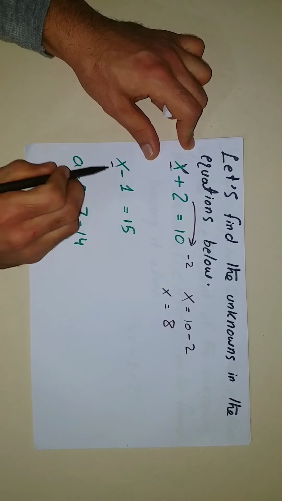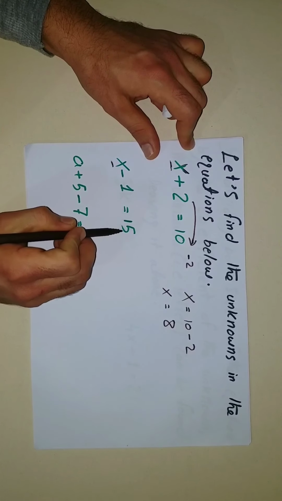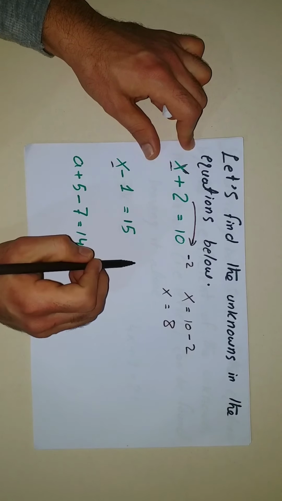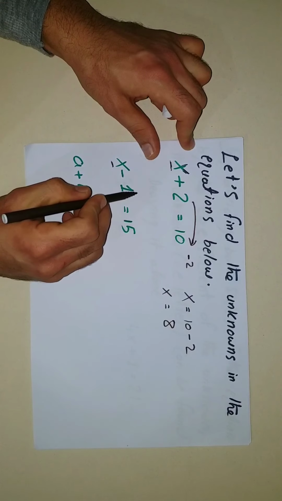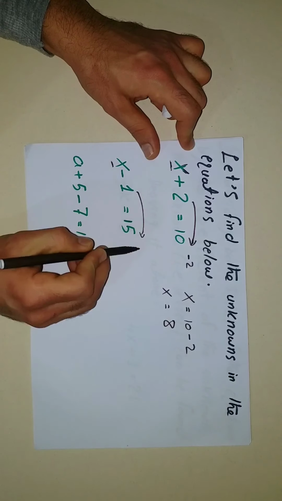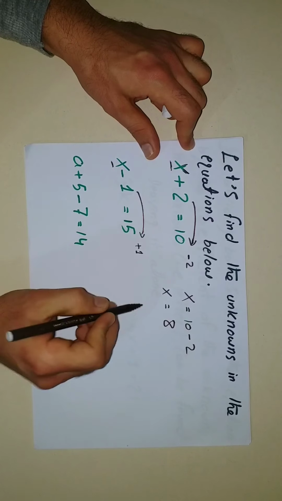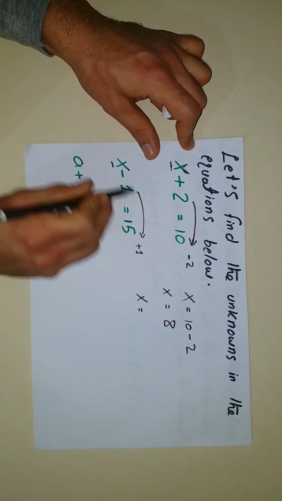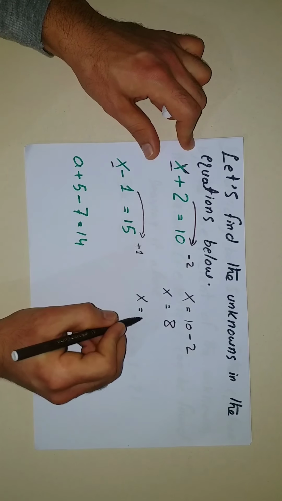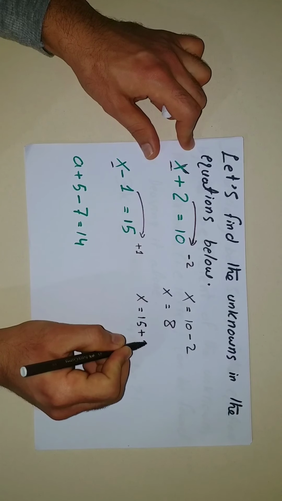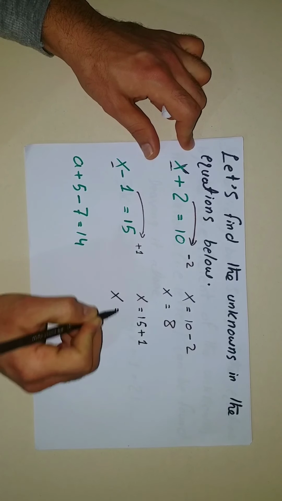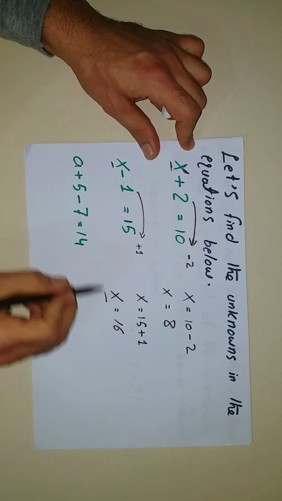Same in this question, x minus 1 is equal to 15. If it is a minus, it will change to a plus if I transfer it to the other side, so it will be plus 1. So x is equal to, I transfer this 1 to the other side, 15 plus 1. So x is equal to 16.